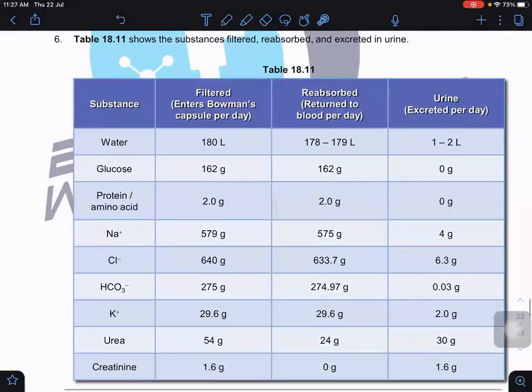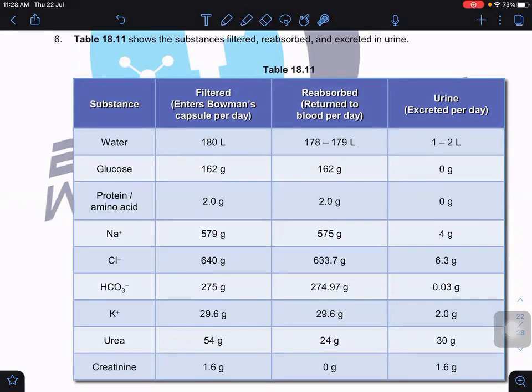Now compare the substances that enter the Bowman capsule per day. We calculated that about 180 liters of water are filtered into the Bowman capsule, but about 178 to 179 liters are reabsorbed. Therefore, in urine there is only 1 to 2 liters. How about glucose? You can see how many grams of glucose are filtered per day, but we reabsorb all of them, the same as small proteins and amino acids.